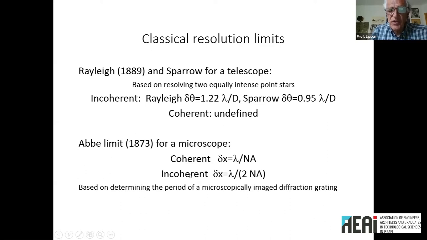Now, the importance of coherent and incoherent light in the microscope, just a word about that. Coherent light, first of all, as you see, gives you less resolution, which is a little surprising. You would think coherent light would be better, but it isn't. Incoherent light doesn't give you as much background noise as coherent light does.